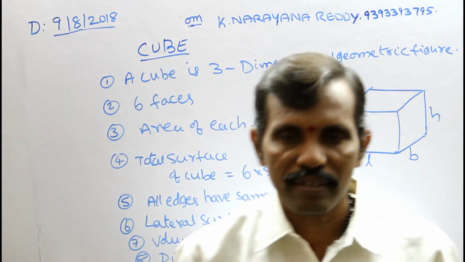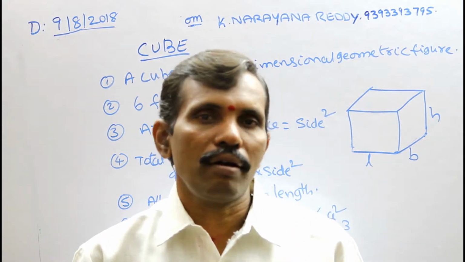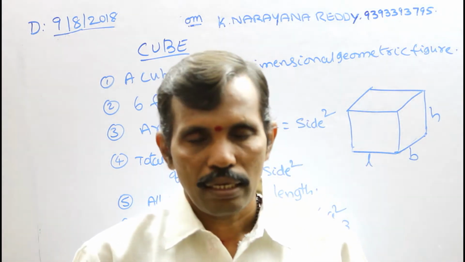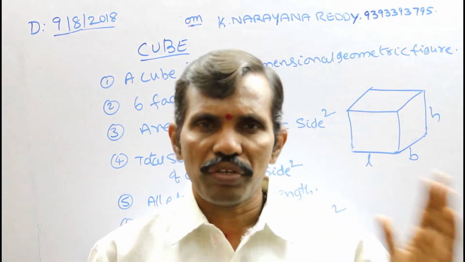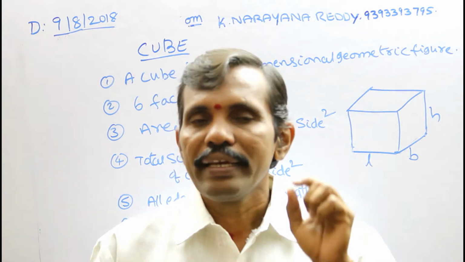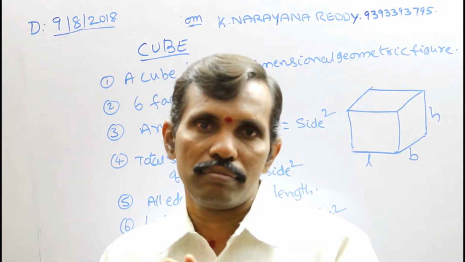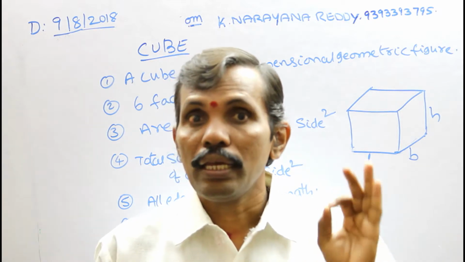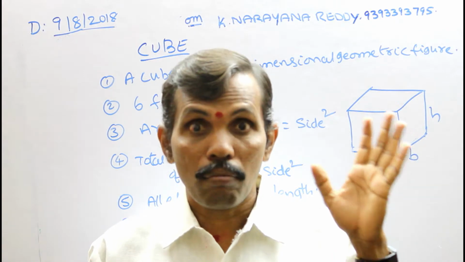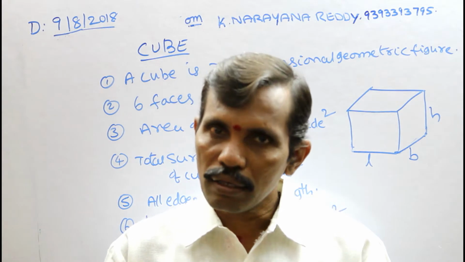Okay, dear friends, this cube and cuboid are three-dimensional geometrical figures. First point: both contain 6 faces. But what is the difference between these two? In a cube, all edges have the same length, but not in a cuboid. Please listen carefully. In a cube, all edges have the same length, but not in a cuboid. That is the difference between cuboid and cube.